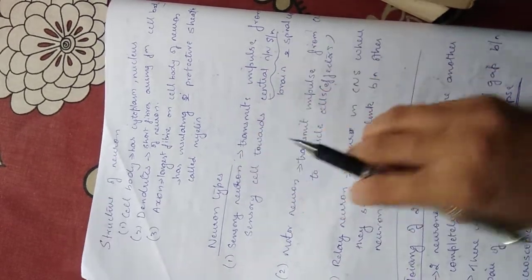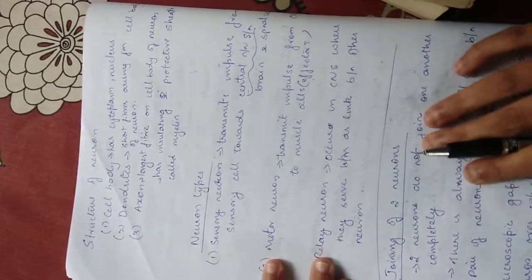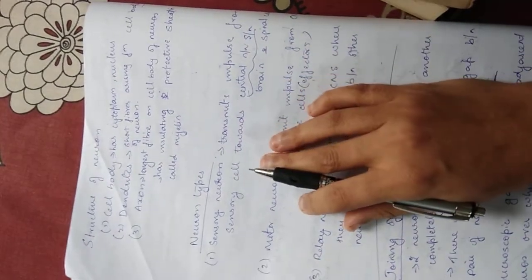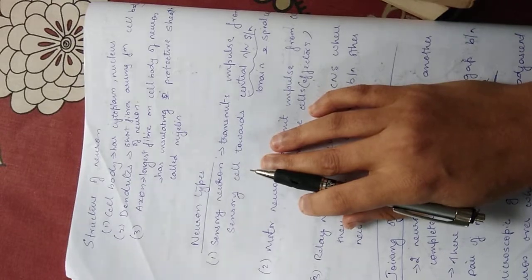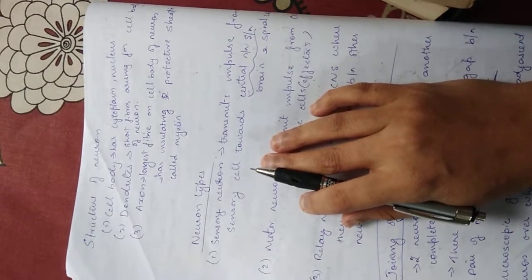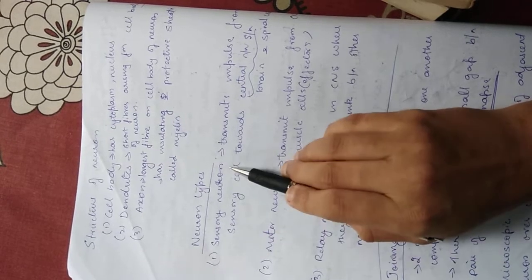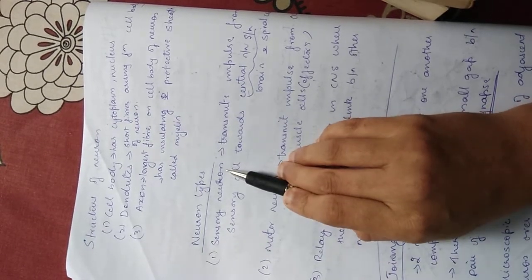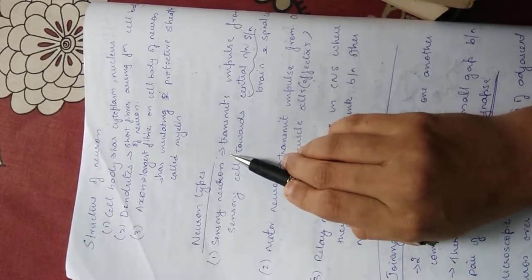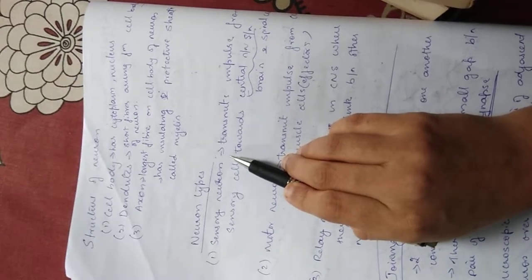Now there are different types of neurons. I briefly discussed this in the last video, I guess. So this is the sensory neuron. What are the different types? Sensory neurons. Sensory neurons means what? I told you, from the sense organ to the brain or spinal cord.